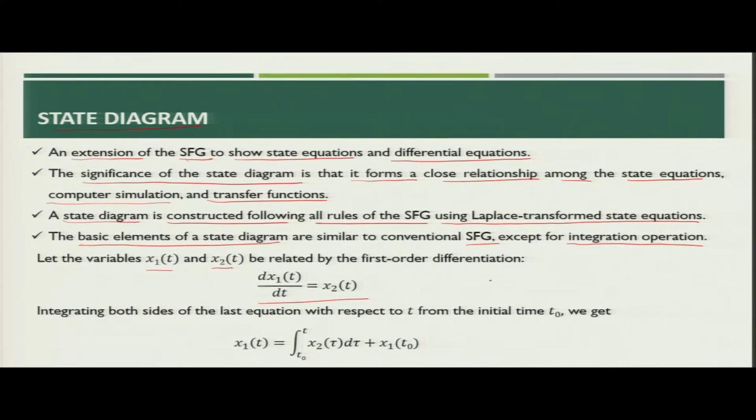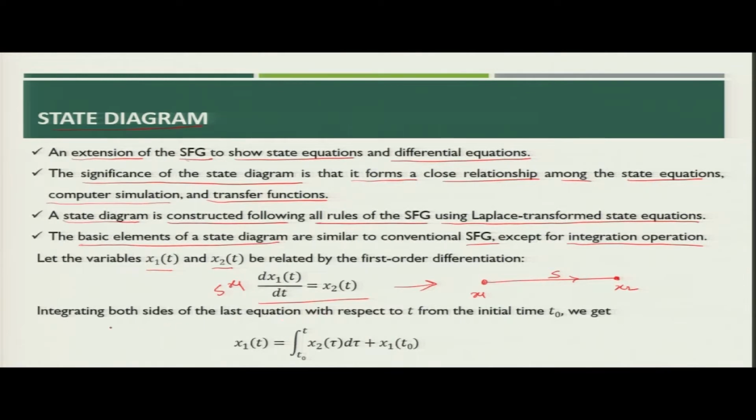So, if you represent them in a state diagram, this is x2, this is x1. So, you can write dx1/dt is nothing but s into x1. So, s into x1 will be giving you the value of x2. Now, this is for this.